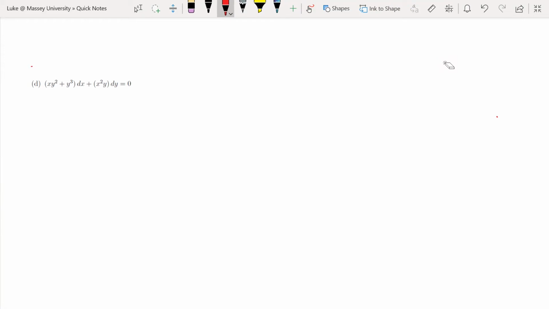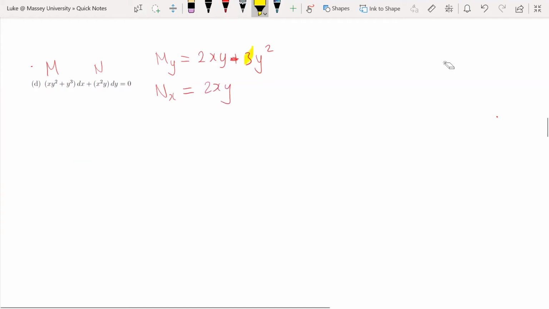Let's check if it is homogeneous. Okay, so my functions M and N, check if it's exact, sorry. Let's check the partial derivative of M with respect to y. So if I take that partial derivative, I get 2xy plus 3 times y squared. If I take the partial derivative of N with respect to x, then I get 2xy. So unfortunately I don't have this term here, so this is not an exact equation. But it might be homogeneous, so we should check that.